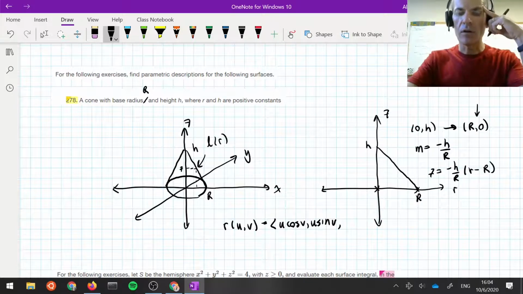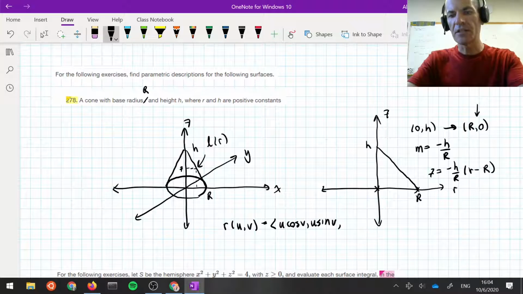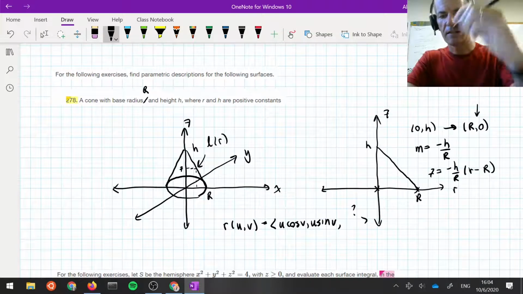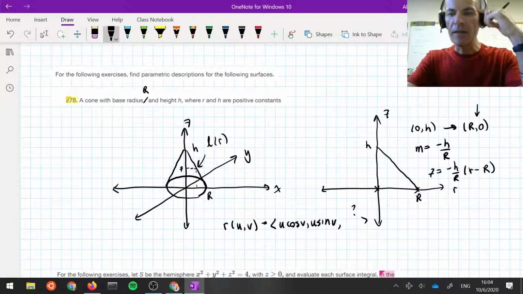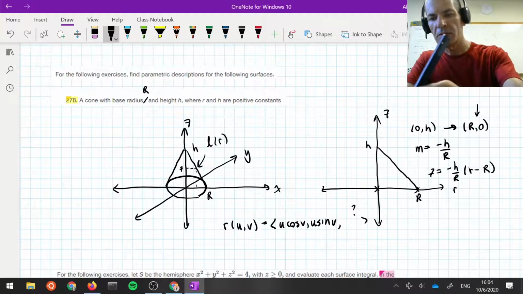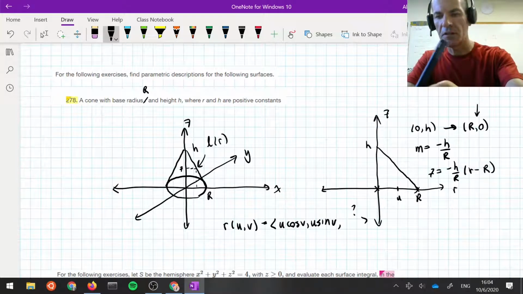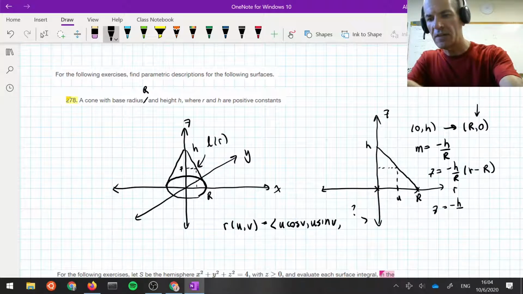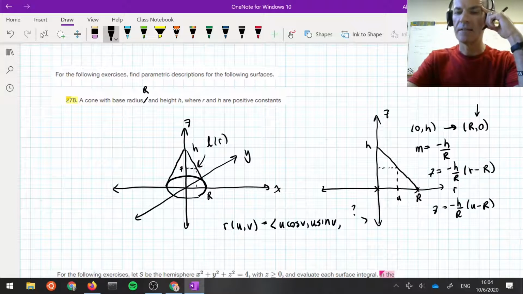Now, how are u and v related to each other? Or in particular, how are z and u and v related to each other? So we need to figure out what's the z coordinate down here. And we've got that figured out. If u is the distance from the origin, then we can figure out the z value by plugging u into the equation of the line. So z is equal to minus h over R, u minus R, like that.